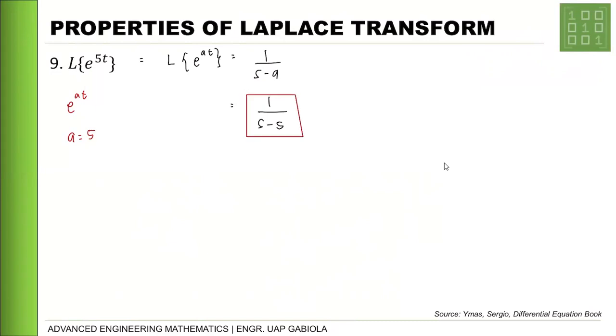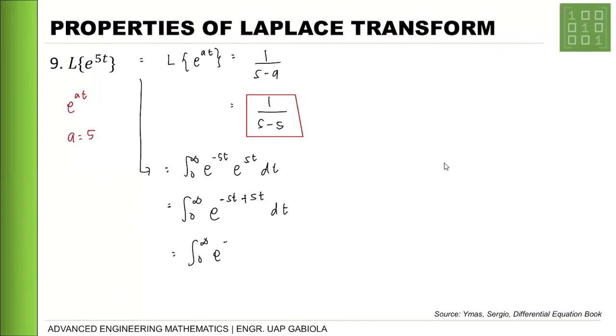So, ayan. Let's try natin pag ipapakita natin ng full equation natin. So, we have integral from 0 to infinity of e^(-st) e^(5t) dt. So, we have 0 to infinity e^(-st + 5t) dt. Factor out natin yung negative t. Then this will be (s - 5) dt.